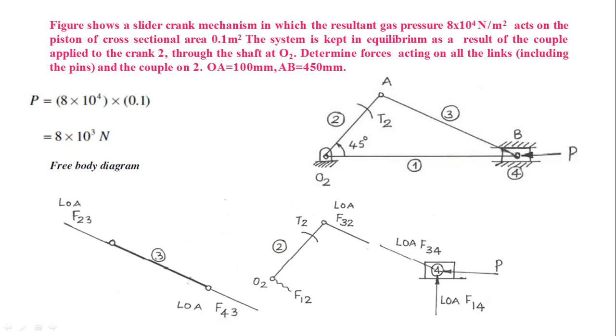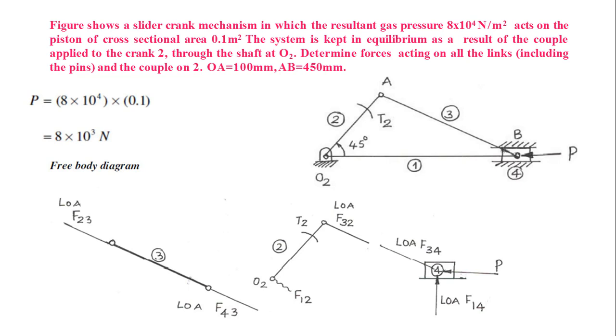So in this we'll go with the slider crank mechanism. You can see a figure in which a slider crank mechanism is being shown, where the pressure applied is 8 into 10 to the power of 4 Newton per meter square, that is the resultant gas pressure, acting on the piston of a cross sectional area of 0.1 meter square.